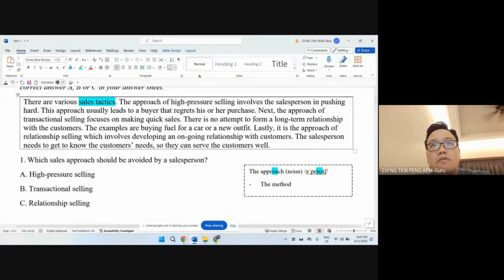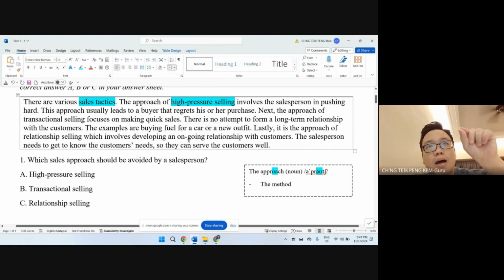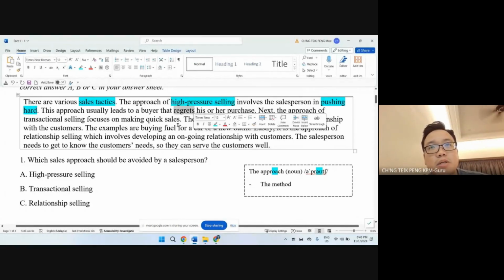The approach of high pressure selling involves the salesperson in pushing hard. Okay, so high pressure selling involves pushing hard. So if you push hard, you force people to buy. This approach refers to the approach of high pressure selling. This approach usually leads to a buyer that regrets his purchase.